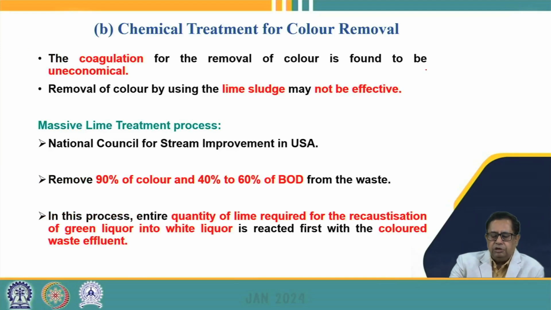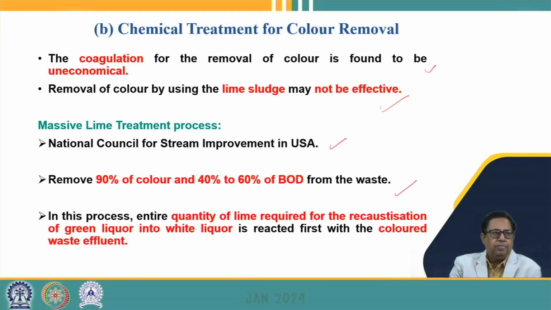So the coagulation process can also be used for color removal. However, it has been found to be uneconomical for the removal of color in the pulp and paper wastewater. And similarly, the removal of color by using the lime sludge is also not found to be very effective. However, a massive lime treatment process has been proposed by the National Council for Stream Improvement in USA, where they can remove 90% of color and 40% to 60% of the BOD from the waste by using this massive lime treatment process.